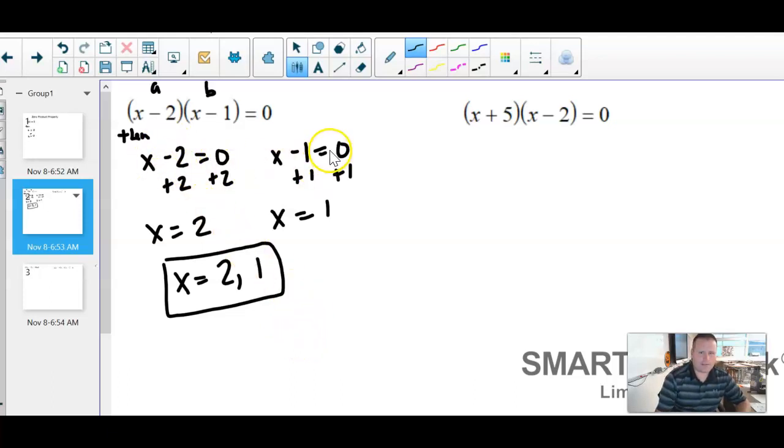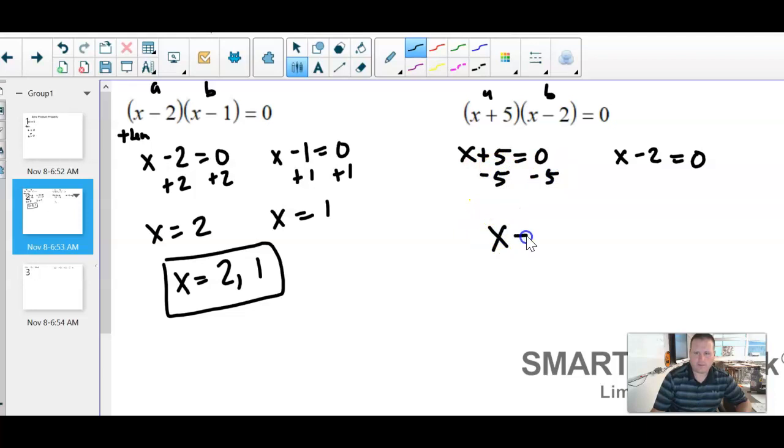This is the thought process behind it. Honestly, you guys can probably do some of this stuff in your head, but I'll just keep doing what I'm doing here. For this one over here, this is A and this is B. So I know that x plus 5 has to equal 0, or I know that x minus 2 has to equal 0. When I go to solve this, I'm going to minus 5 here, which means x will equal negative 5, sorry, not positive 5. And then I have to add the 2 here, which means x is also going to be equal to 2.